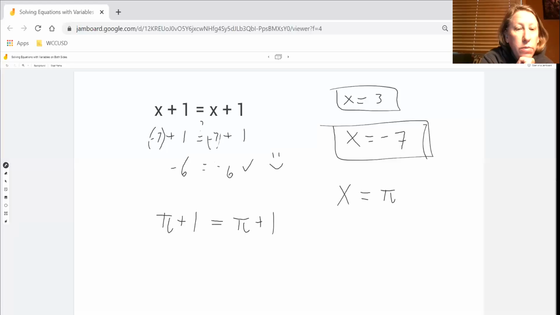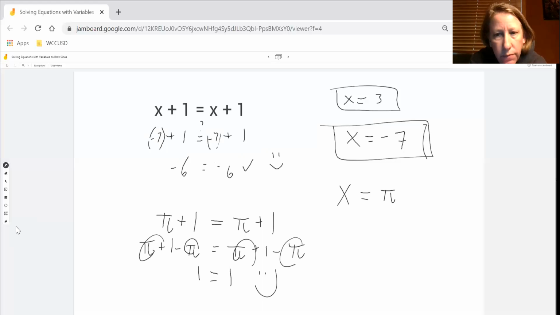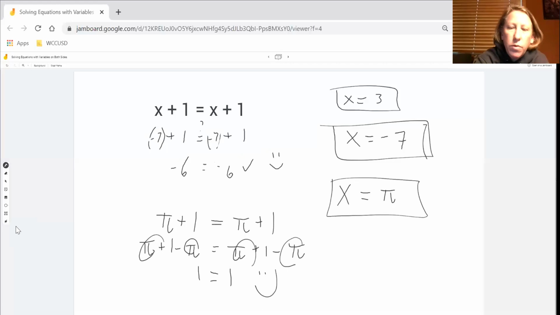What if I subtract pi on both sides? This is fun. That's 0, that's 0, that's 0. Does 1 equal 1? Interesting. That's an identity. That also works. Okay, so this is a type of problem where there are two ways to write the answer.